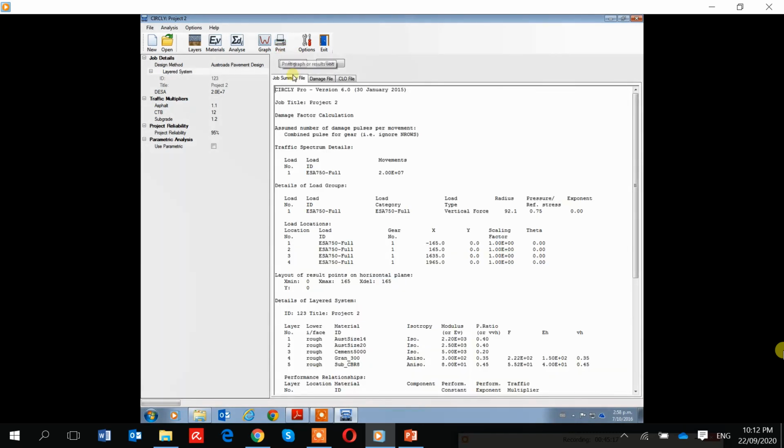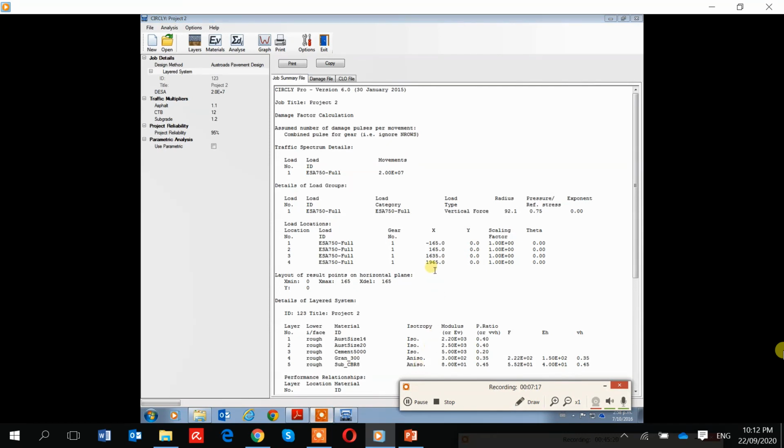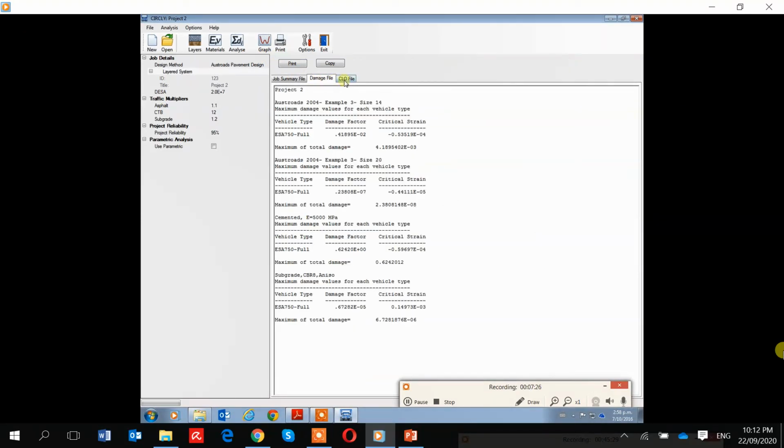If we look at the print, they have the job summary file, the damage file and the CLO file. So look at the damage file. We can look under the damage factor. We can see the values for the different materials, for the cemented materials, the subgrade materials and the asphalt materials. So the critical one actually is the cemented material at 0.6. The rest are much less than 1.